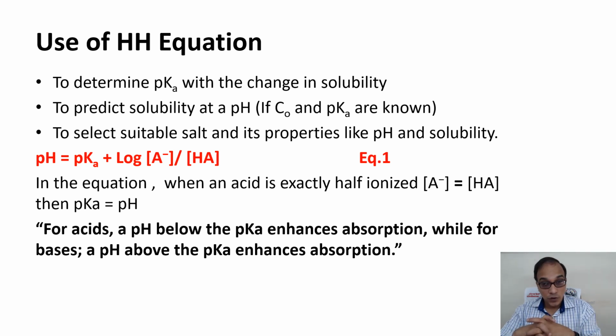To select a suitable salt and its properties like pH and solubility, pH is equal to pK plus log of the ionized form divided by the unionized moiety. In the equation, when an acid is exactly half ionized, pK is equal to pH. So for an acid, a pH below the pK enhances the absorption, while for bases, a pH above the pK enhances the absorption. So this is the basic concept of how pH, pK and absorption are interrelated.